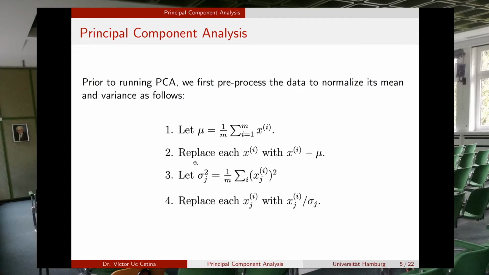So steps 1 and 2, you need to do them always. You need to make sure that the points are centered around 0, so the mean vector is 0.